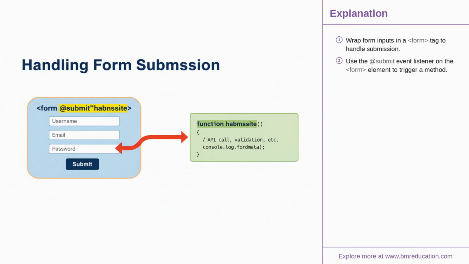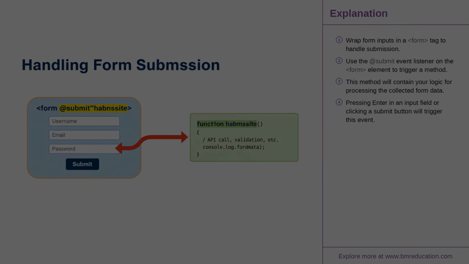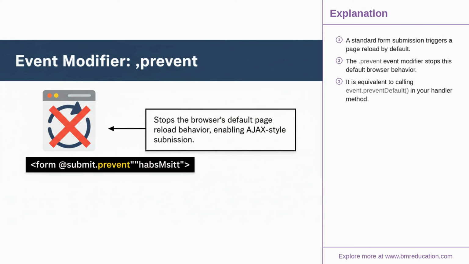Now that we know how to collect and clean data, how do we actually submit it? The standard approach is to wrap your inputs in a form element and listen for its submit event. Using the v-on directive, or the shorthand @submit, we can call a method in our component to handle the submission logic. By default, submitting a form causes a full page reload. In a single-page application, this is almost never what we want.